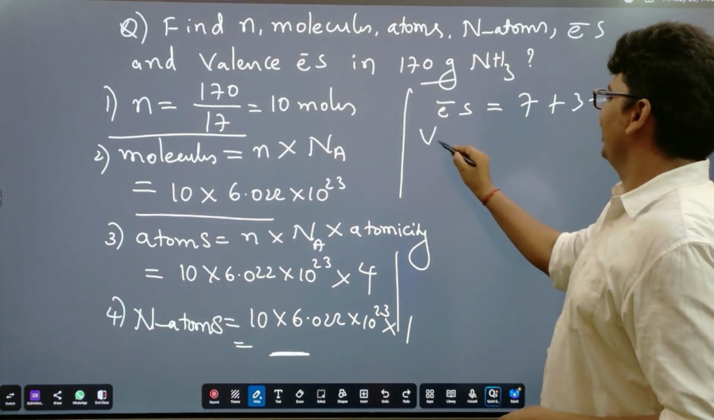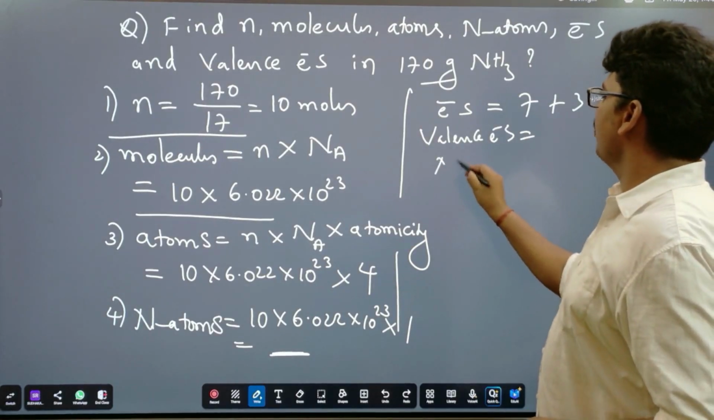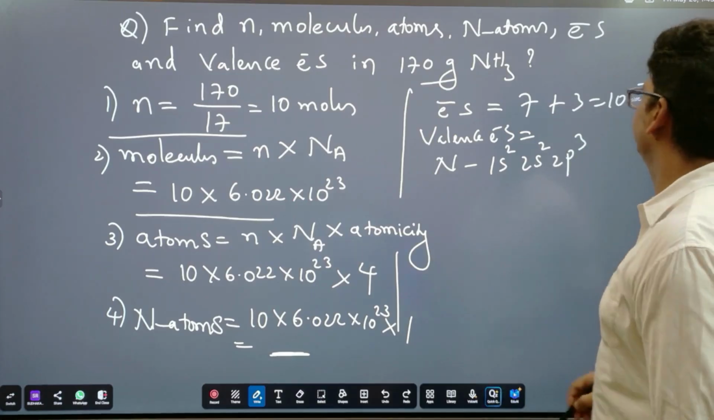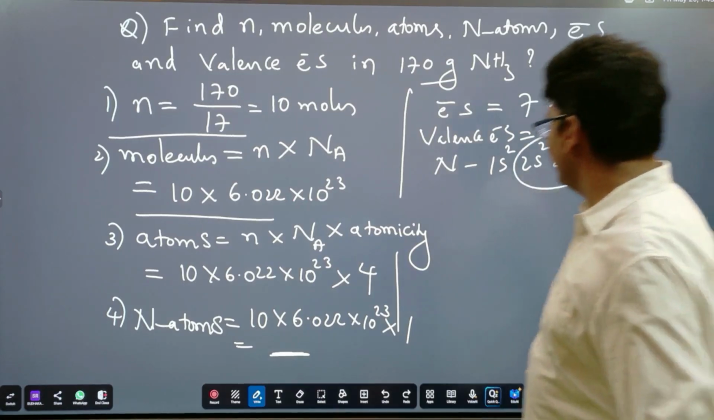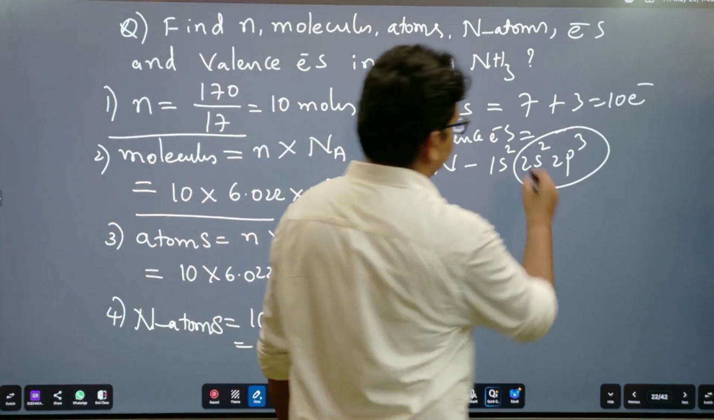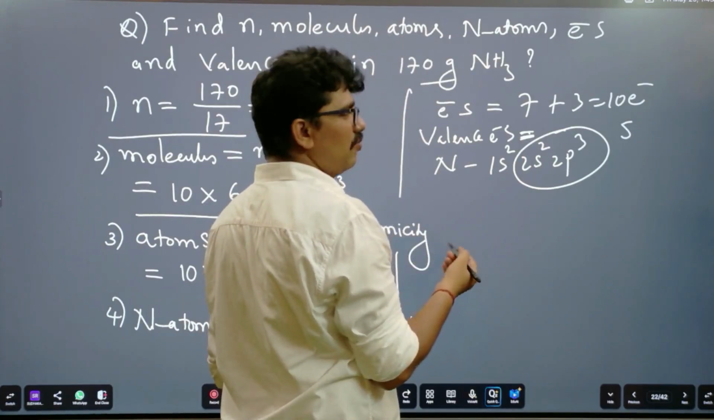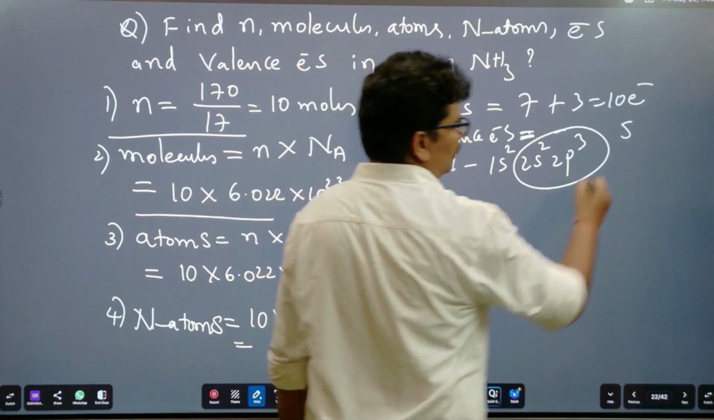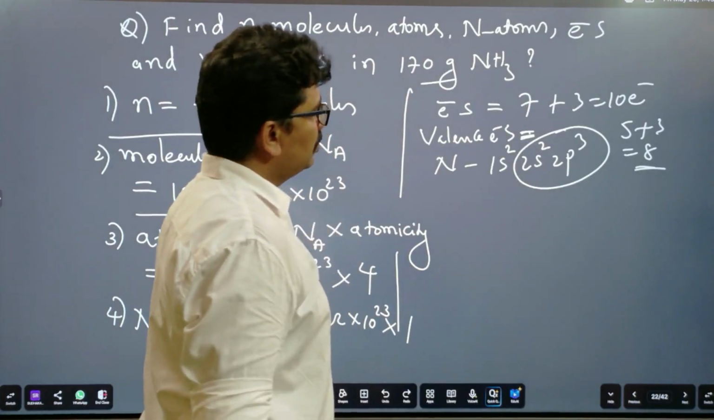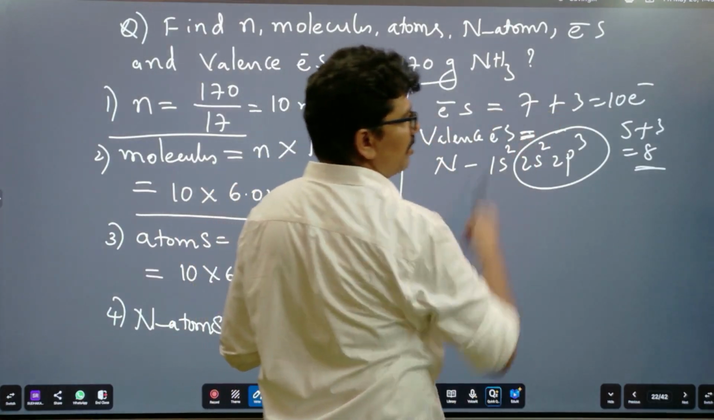Now coming to valence electrons. What is nitrogen configuration? Nitrogen electronic configuration 1s2, 2s2, 2p3. This 2s2, 2p3 is the valence shell. Number of electrons in the valence shell, valence electrons, 2 plus 3, 5. So nitrogen 5 valence electrons, each hydrogen 1 valence electron, 3 hydrogen 3 valence electrons, 5 plus 3, 8. Valence electrons are 8. So in 1 ammonia molecule, valence electrons are 8, and total number of electrons are 10.